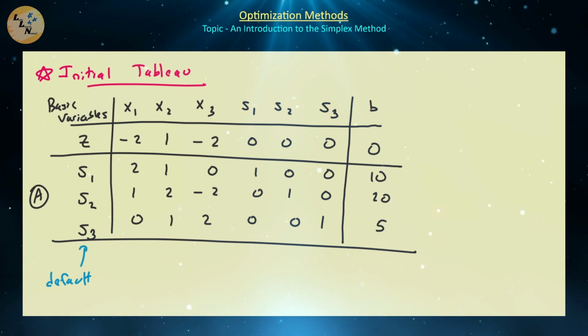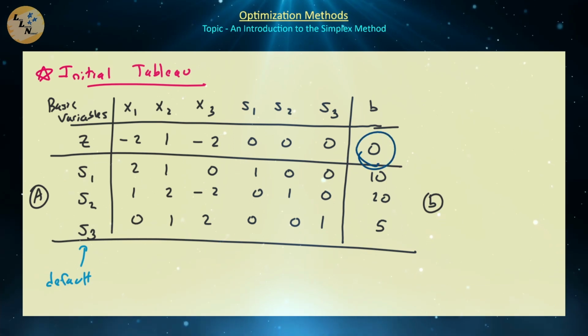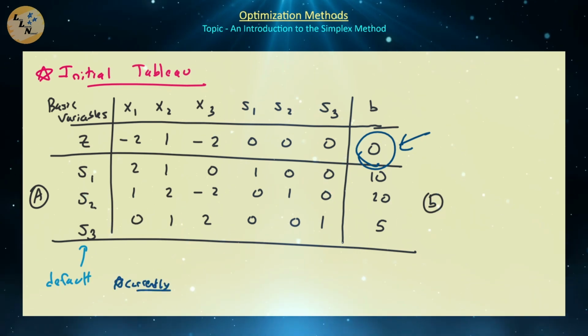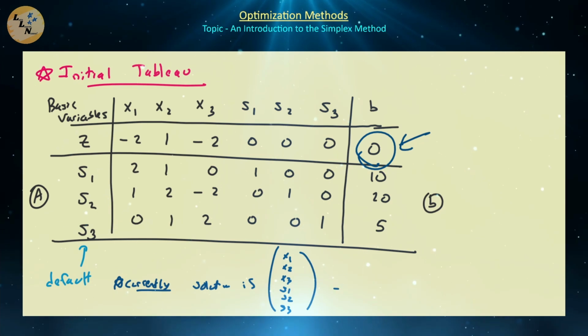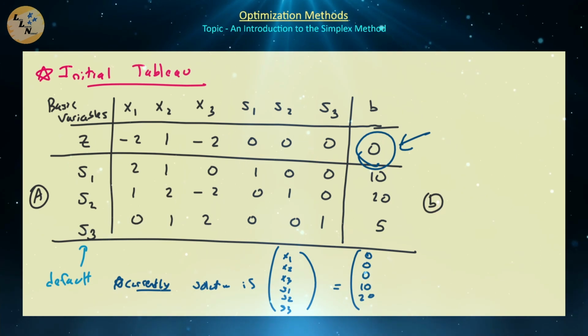So A is located here, our little b is located there, and eventually what we want to do is make that the value of our functional once we have that optimized. So currently, if we interpret this, what do we have? Currently, the solution x1, x2, x3, s1, s2, s3 is equal to, so how do we interpret this solution? So x1, x2, x3 are equal to 0, 0, and 0, and then 10, 20, and 5.